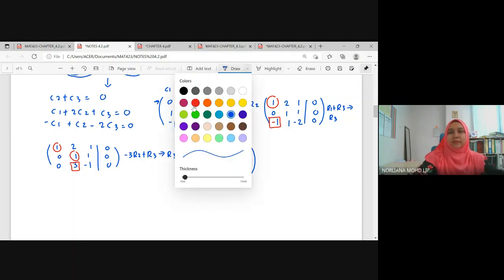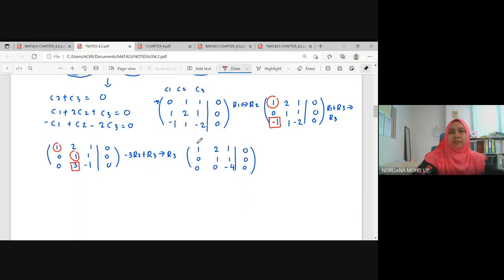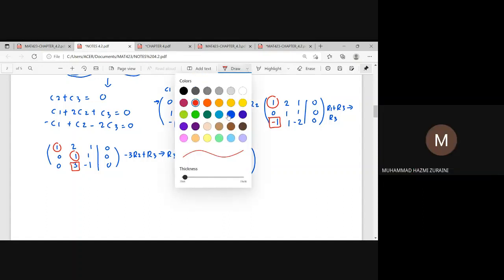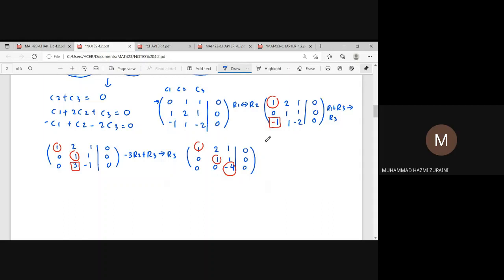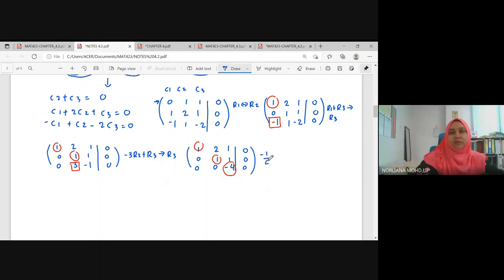Then what? Check that every row has a leading 1. The third row needs a leading 1. So what operation? Negative 1 over 4 R3.